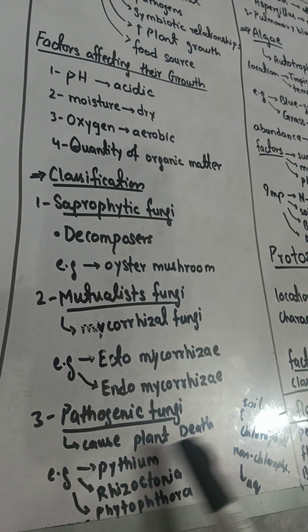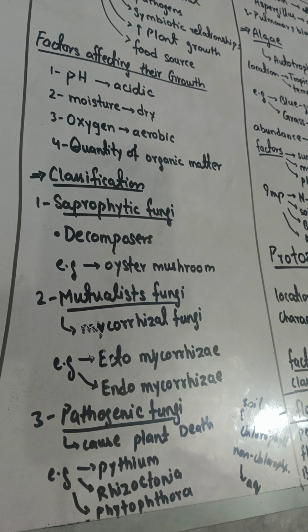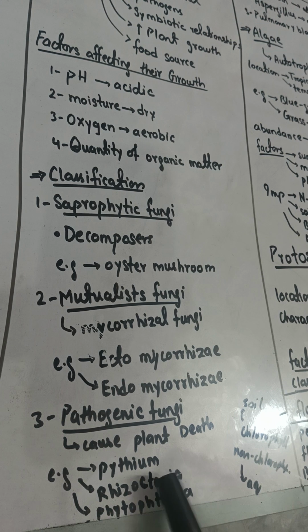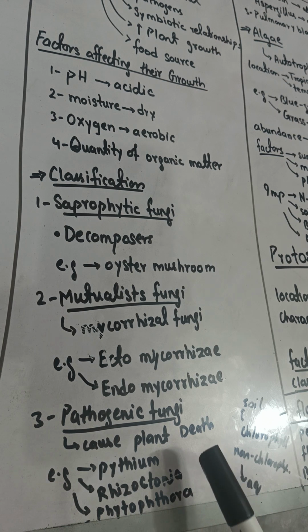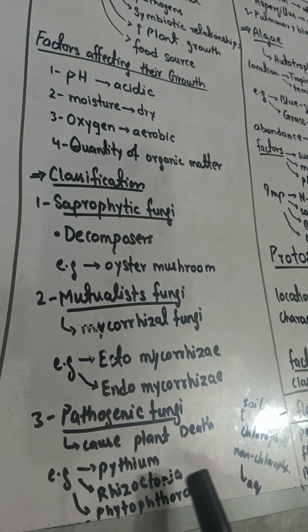Some are pathogenic fungi. They cause the death of the plant and also cause diseases in it. How do they cause disease, and what is the mechanism? They penetrate into the tissues of the plant, destroy the living tissues of that plant and cause its death. Examples of these pathogenic fungi are Pythium, Rhizoctonia, and Phytophthora.